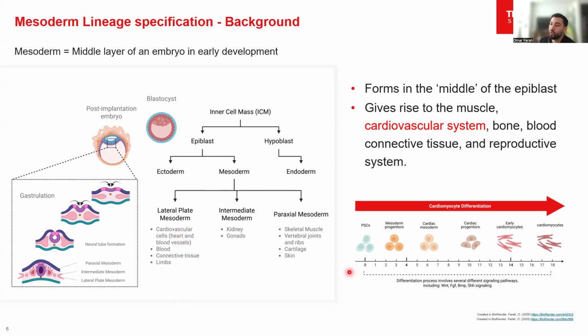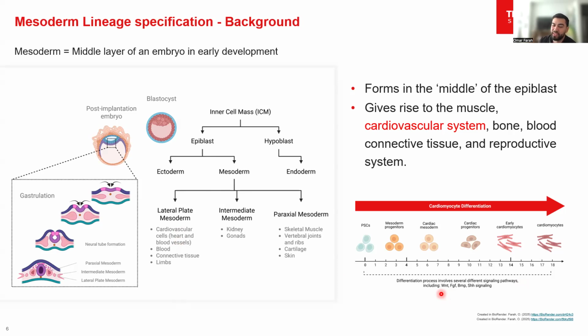The idea is that you want to go through these progenitor stages in order to get to your final terminal cell type. And we know from a lot of developmental studies that this process is governed by a bunch of different signaling pathways, including Wnt signaling, FGF signaling, BMP, and sonic hedgehog specifically.